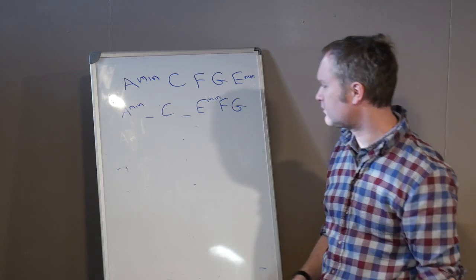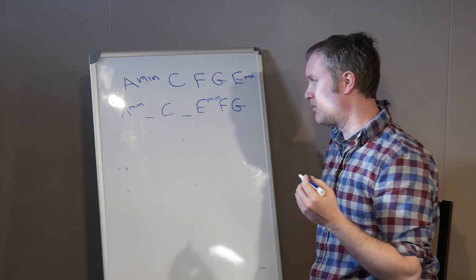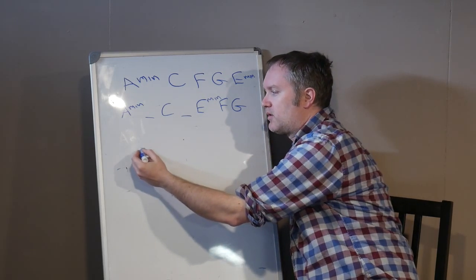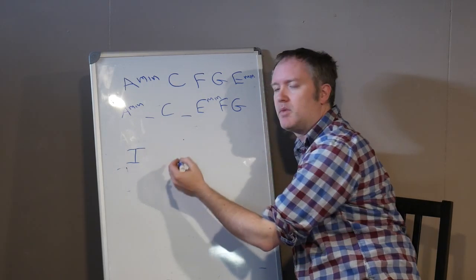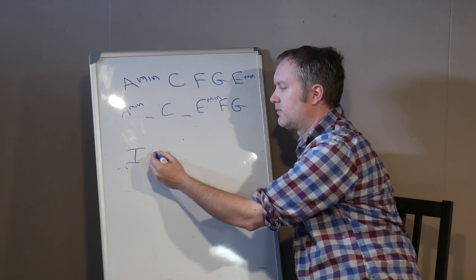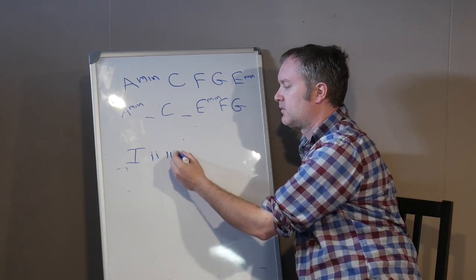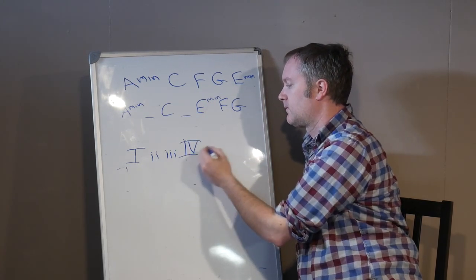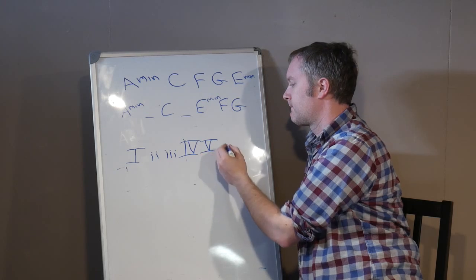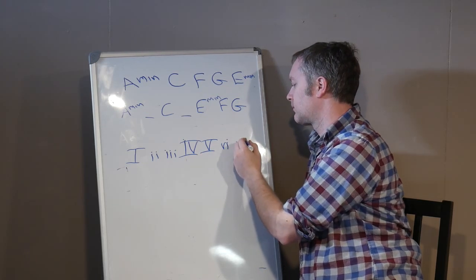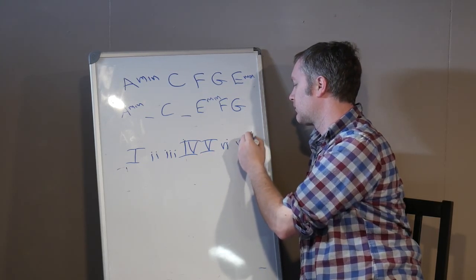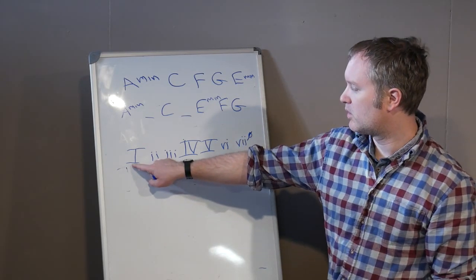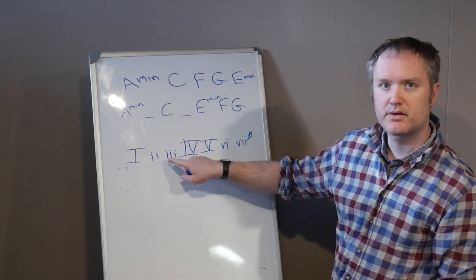Okay? Now, one thing I want you to remember, and you should probably memorize this as best you can, is that the major scale, the chords of the major scale fall in this pattern. And we've talked about this. The 1 chord is major, the 2 chord is minor, the 3 chord is minor.